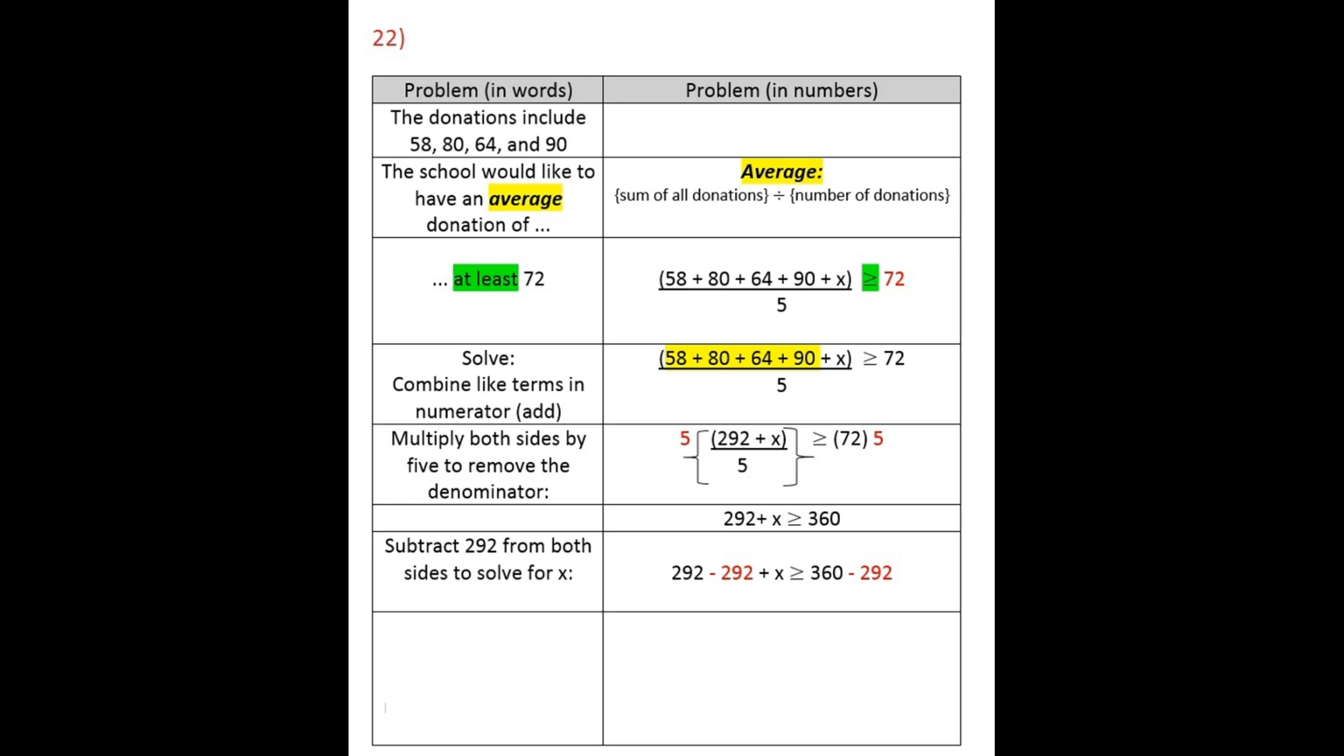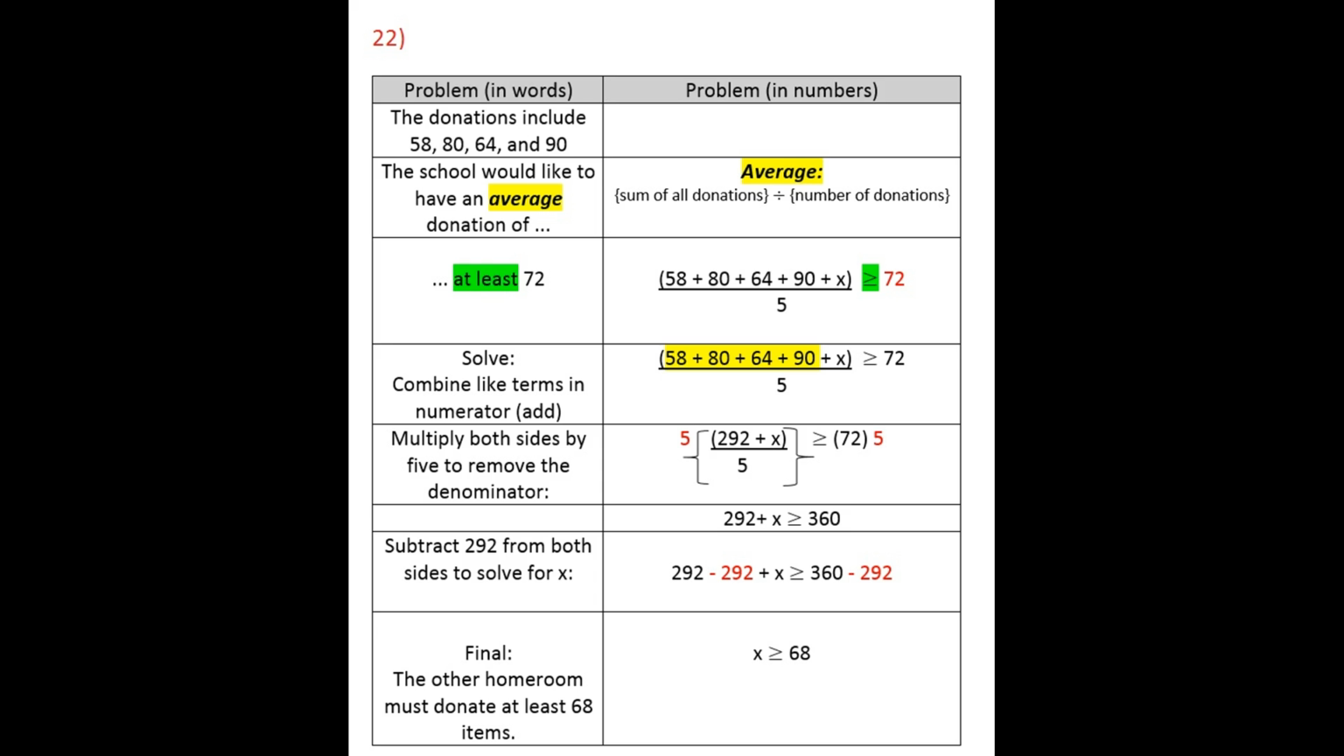Now we've got a simple problem to solve. So 292 plus x is greater than or equal to 360. Just subtract 292 from both sides. All right, and that's the subtraction property of equality. I didn't write that down, but that's what we're doing. We also call that additive inverse because the 292s cancel out. And we have x is greater than or equal to 360 minus 292, which is 68.